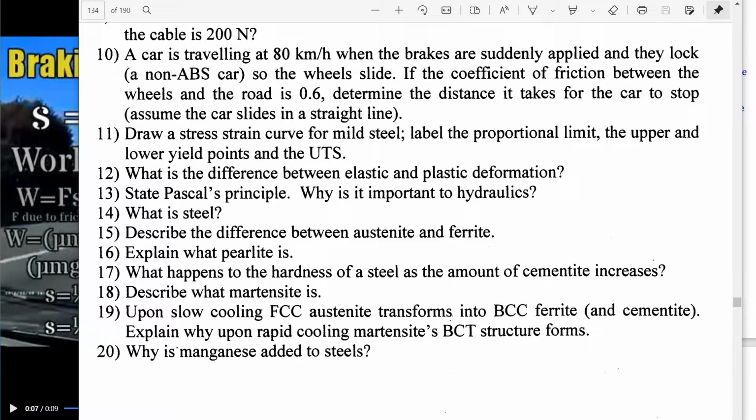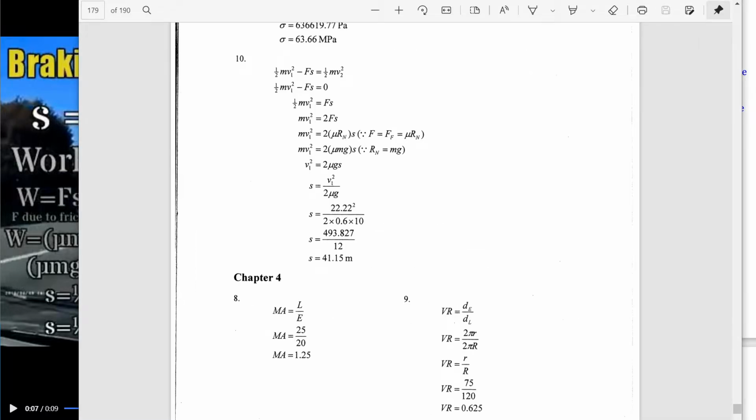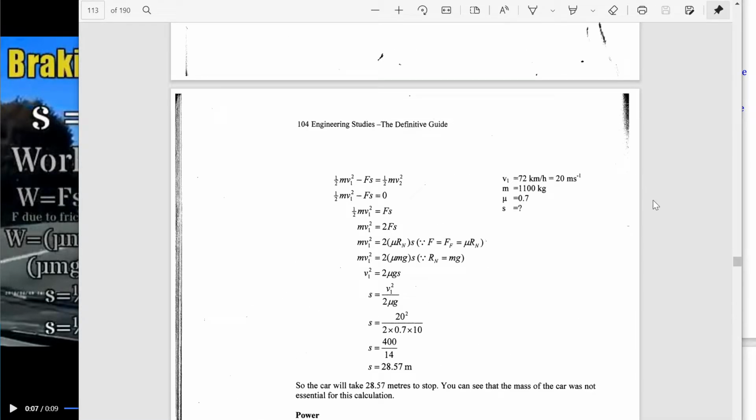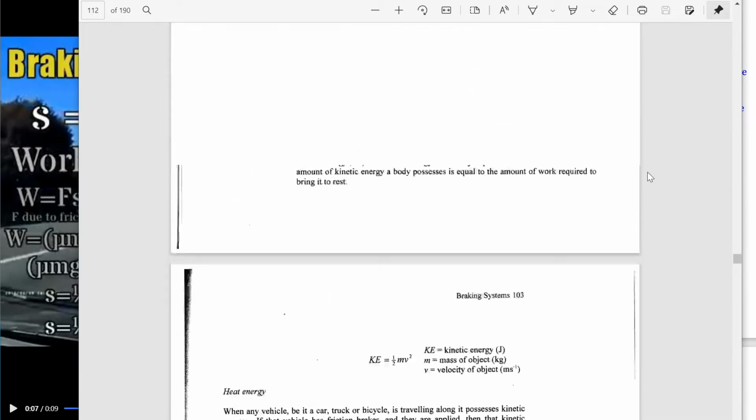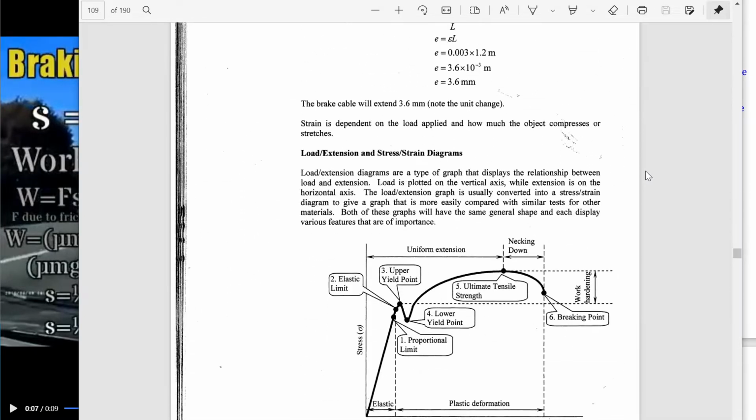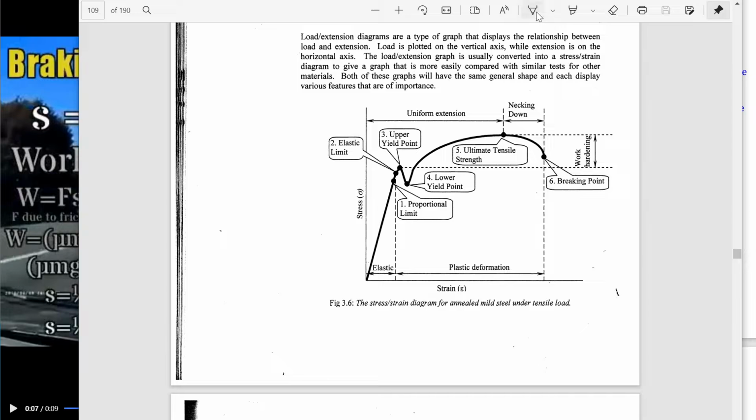Sorry about that. Draw a stress strain curve for mild steel, label the proportional limit, the upper and lower yield points, and the UTS. You don't need to see me draw that. What we'll do is we'll actually have a look at what the book says, and the book says on page 100, it has that information. That's how we draw the stress strain graph for mild steel.